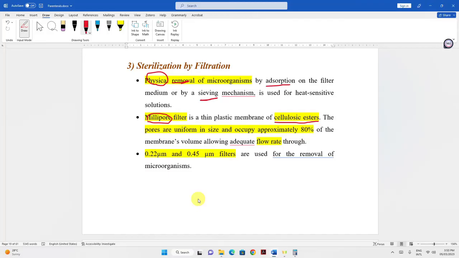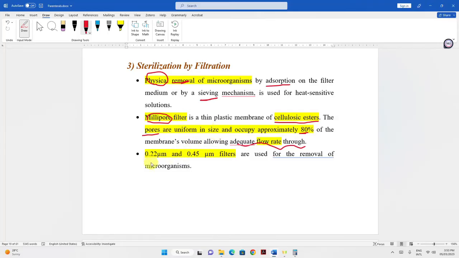Okay. The nice thing about cellulosic ester membranes is that their surface has 80% holes. The pores occupy 80% of the surface. This is good and bad. The good thing, it will allow adequate flow rate through it, so you can filter easily through the membrane. The bad thing is that this membrane needs support. It's very thin. It has many holes, many pores, so it can break easily, and any mistake or any problem can allow the microorganism to pass.